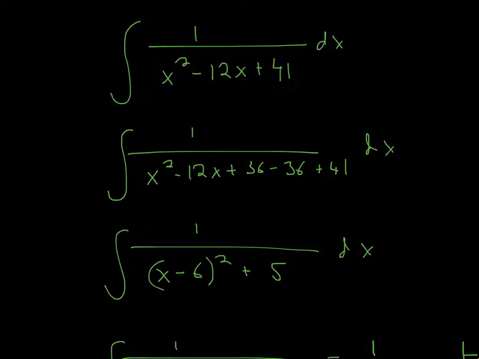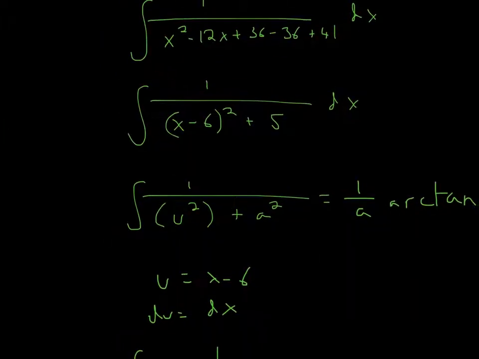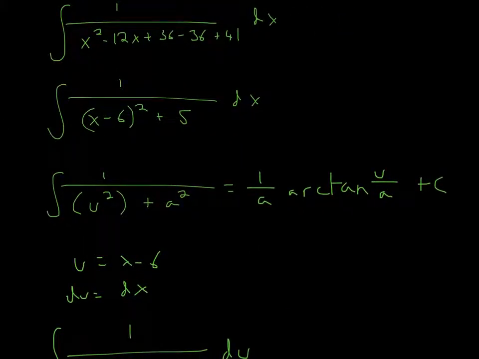This looks pretty close to arctan, because arctan is actually the integral of 1 over u squared plus a squared, where a is a number, which is equal to 1 over a arctan of u over a plus c. This looks a lot like this, because we have something squared plus something also squared. You might not see it right now, but we can create this 5 to look like this. So all I'm going to do is say that u is equal to x minus 6. So du will be dx, right? Because the 6 goes away and x becomes 1, so it'll just be dx.